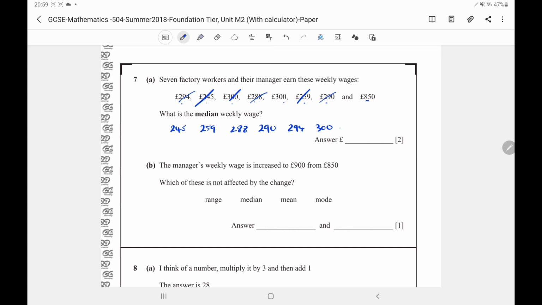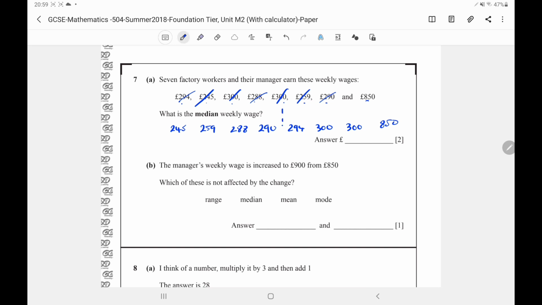Then after 294 is 300. Next smallest of the remaining two is 300 again. And then we have 850. So the median one is the one in the middle. Now how many have we got here? We've got 1, 2, 3, 4, 5, 6, 7, 8.